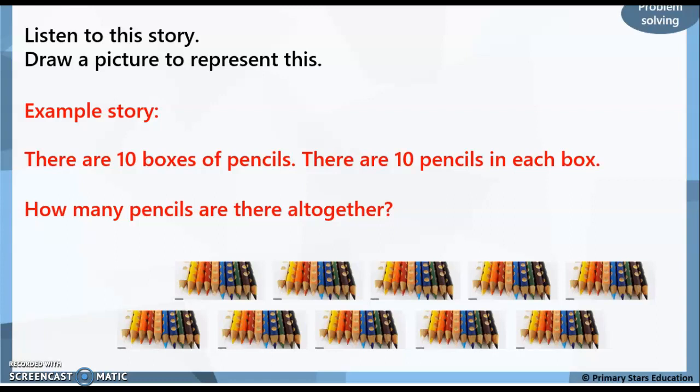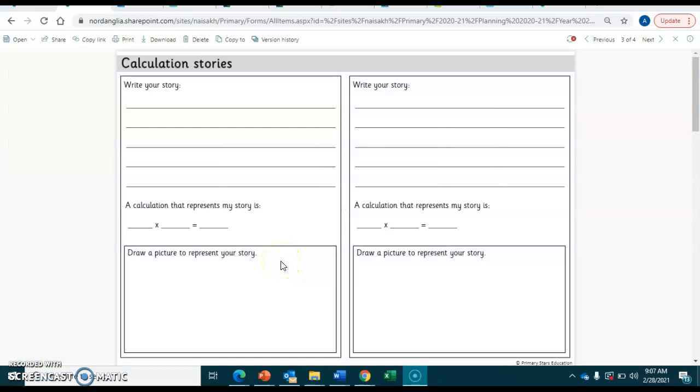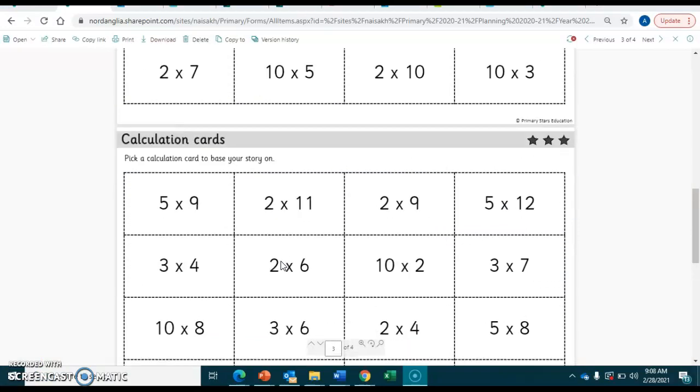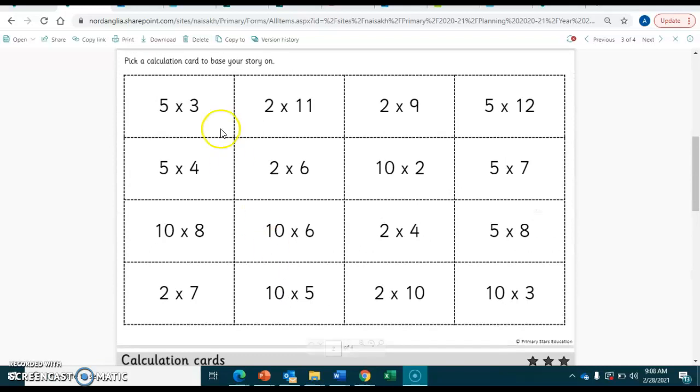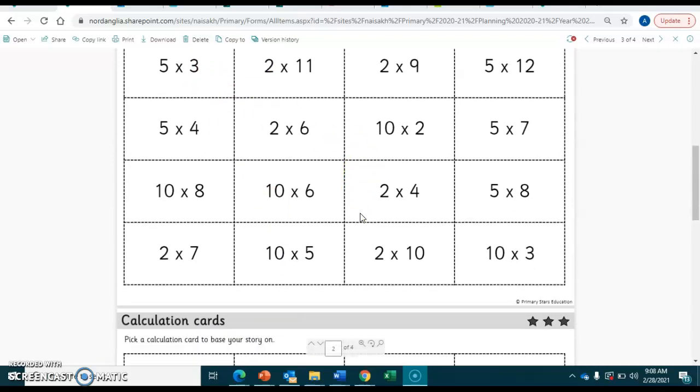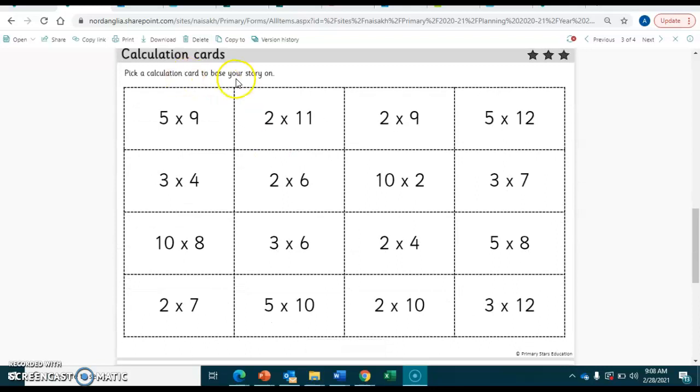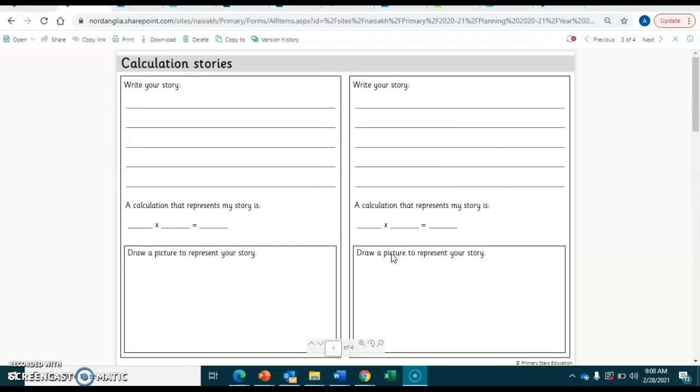So what you are going to be doing now is having a go at the worksheets, which I'll show you now. So here is the worksheet. Here we have some different calculations, and it says pick a calculation card to base your story on. So you choose one of these, and then you would write your story.